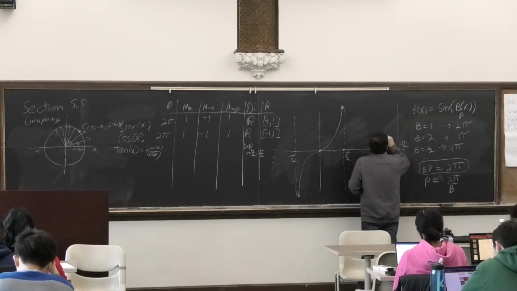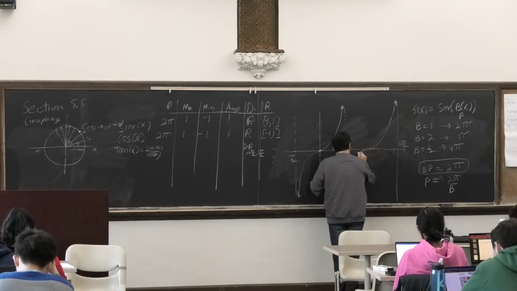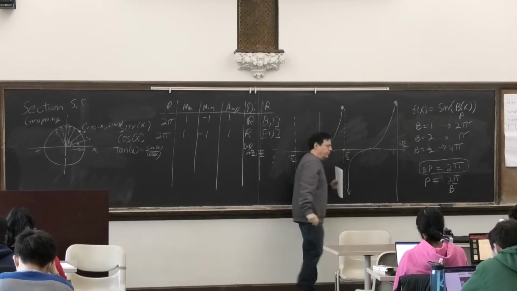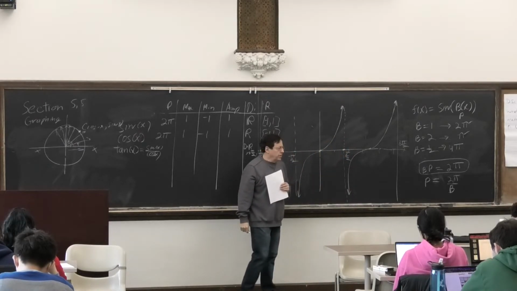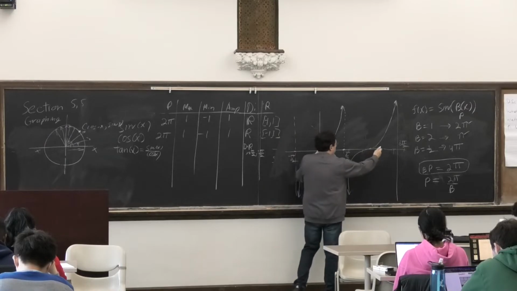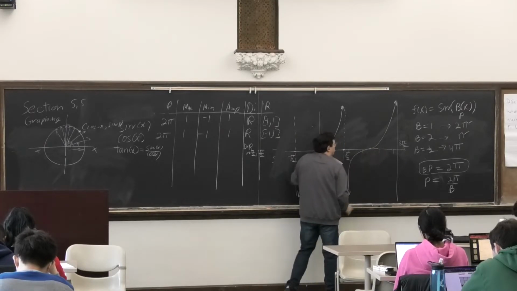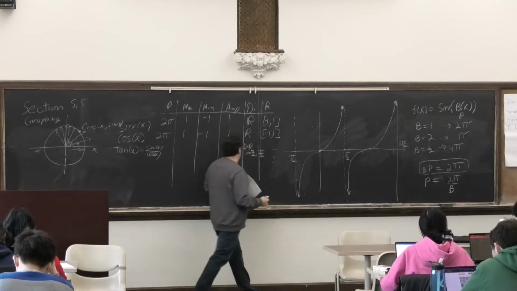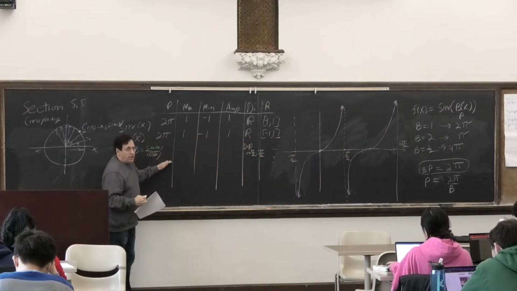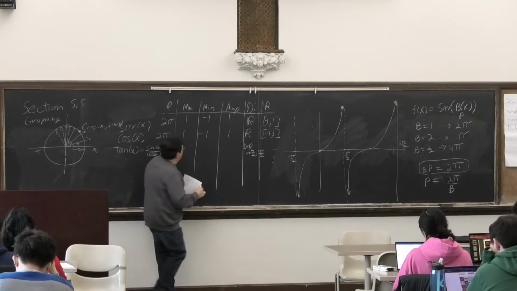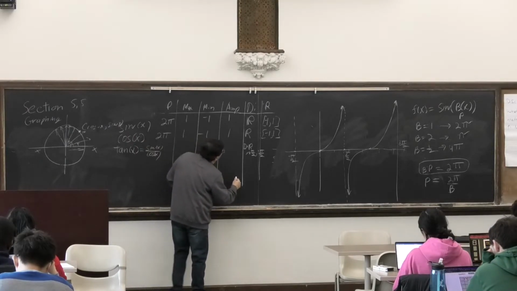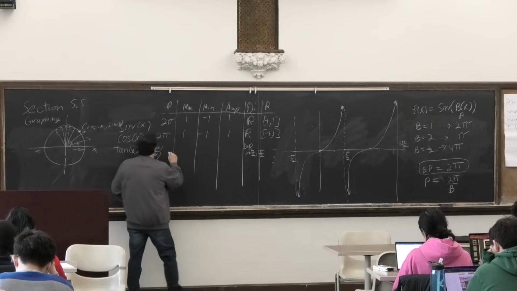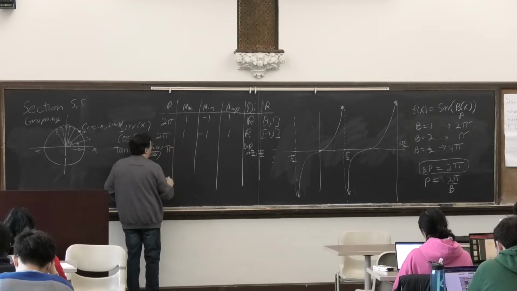And then, since it's periodic, every 2 pi, is it every 2 pi? Wait a minute. Certainly, 2 pi is a period. But apparently, something happens when we combine the sine and cosine this way. And the period for the tangent is just pi.